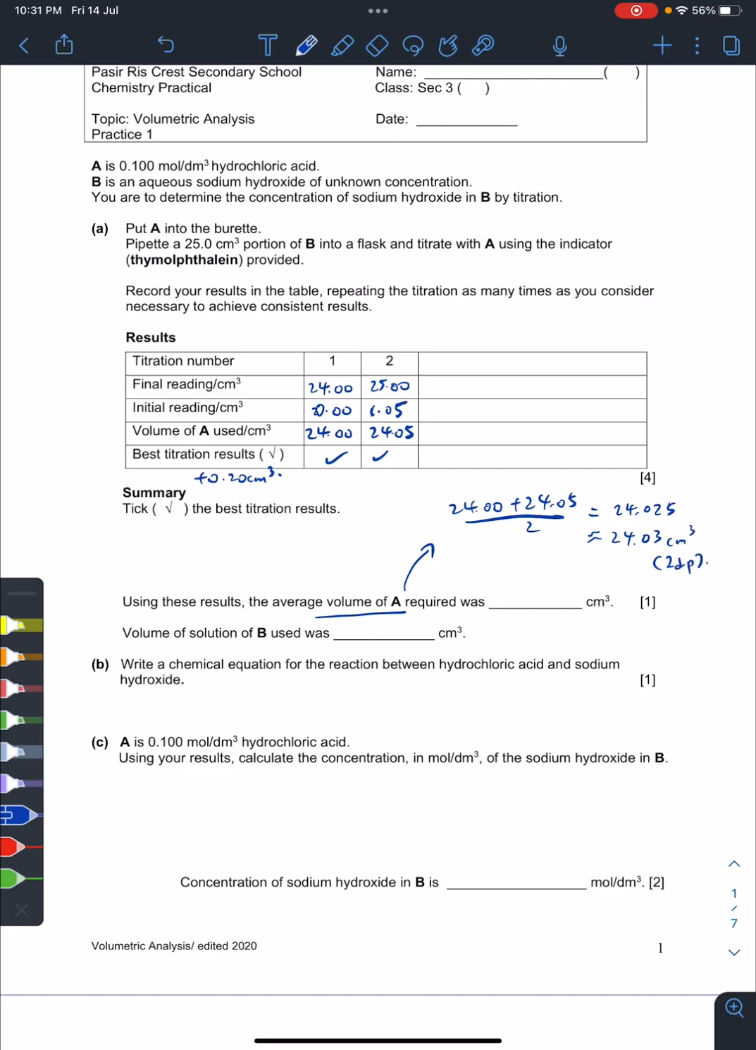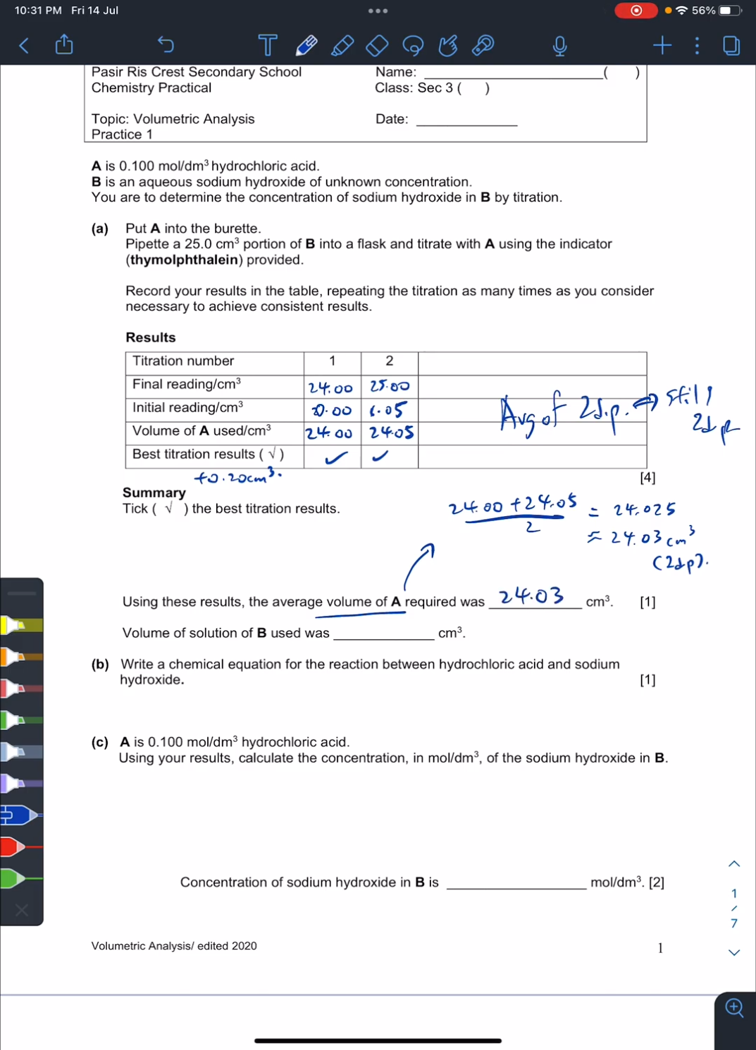Because this is average of 2 dp. Average of 2 dp. Still 2 dp. In fact, I can tell you, in this whole question of titration, that's the only 2 dp you have. Everything else is the usual 3SF. So answer here is 24.03.